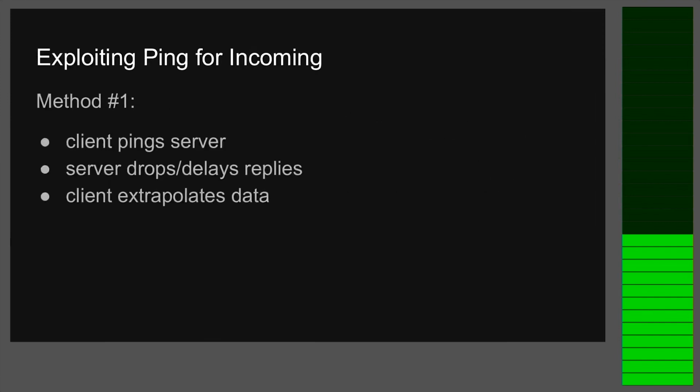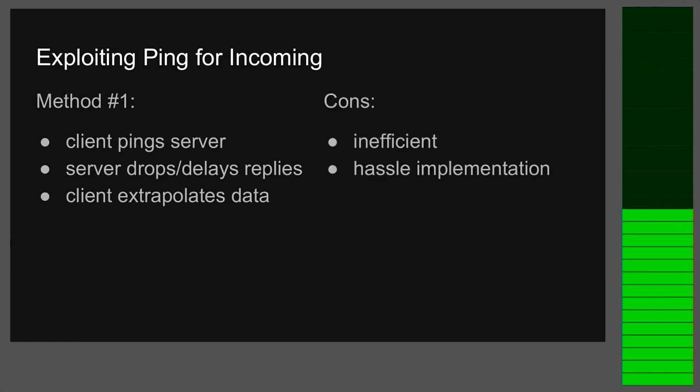So incoming data, well, I thought about a very elaborate scheme to send pings to the server. The server will delay the replies or drop them, and then the client will figure from this encoding what the original data was. But that's a problem. It's a hassle to implement, and it's very inefficient. We'll get like bits per second. That kind of sucks. So I left this idea, and then I debugged my tunnel, and I found this.